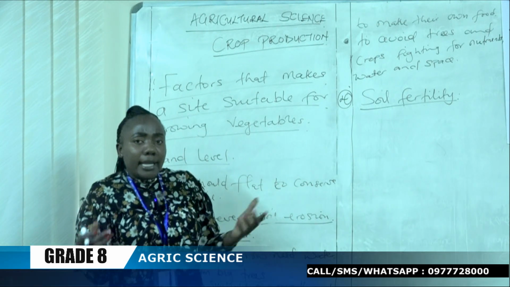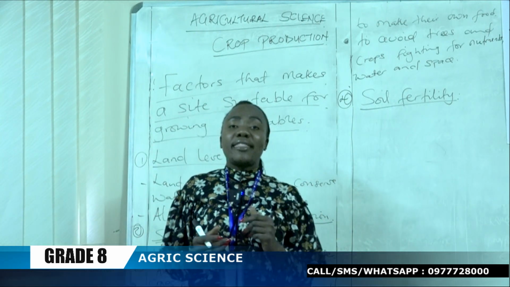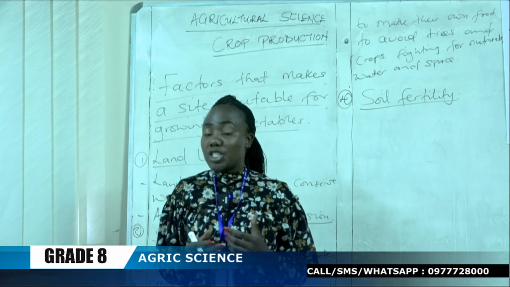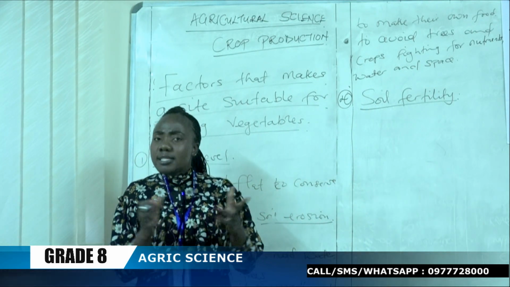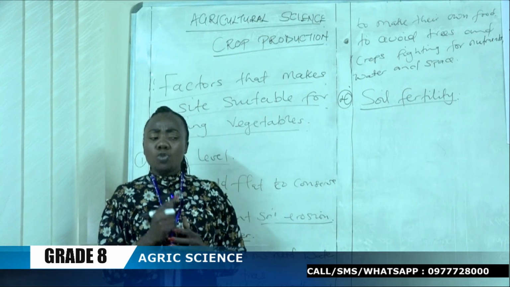If you go to the market, I'll give an example. You are sent by your mother or your father or the guardians you're staying with at home. They tell you, Nancy, can you go and buy vegetables? Then you go to the market.